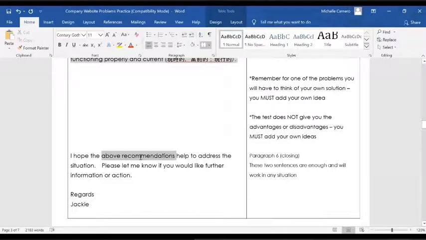All right, so basically what you're saying, I hope the above recommendations help to address the situation. You're basically saying, I hope the solutions I have given you will fix the problems. Please let me know if you would like further information or action. Now you're just telling your boss, if you need more help, please contact me. But you're not going to say it that way. You're going to say it like this in these two sentences. All right, so there's the sample answer.